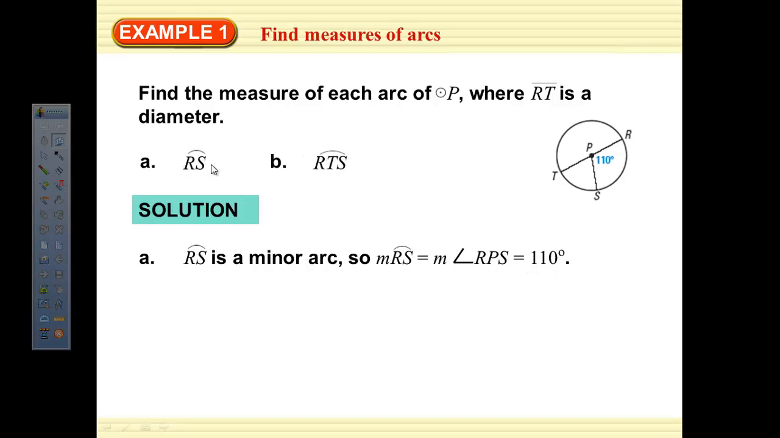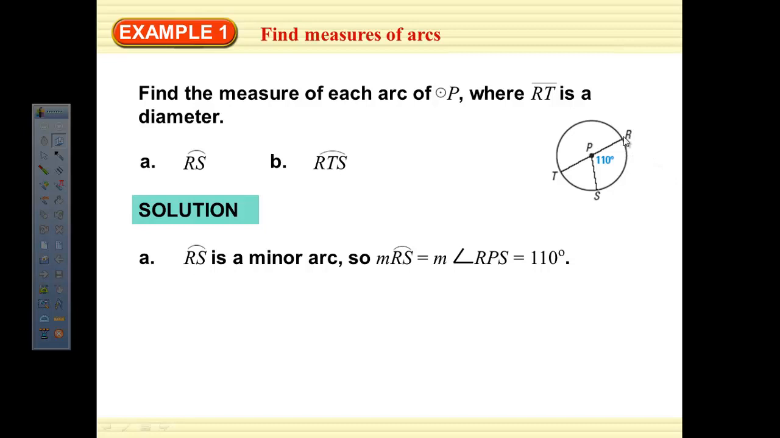For this next part, we want to find RTS. If you notice, there are 2 letters here, there are 3 letters here. Whenever we have 2 letters, it's going to be a minor arc. When it's 3 letters, it could be a major arc, a minor arc, or a semicircle. Now, in case you didn't look at the definitions, a minor arc is less than 180 degrees, a major arc is more than 180 degrees, and a semicircle is exactly 180 degrees.